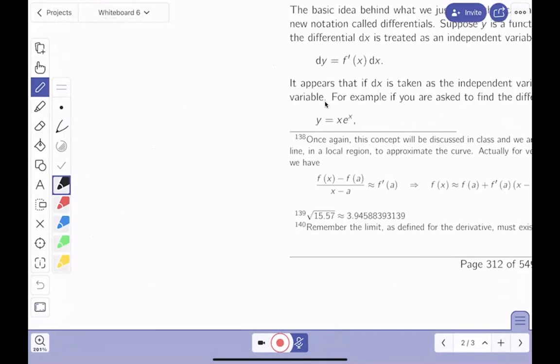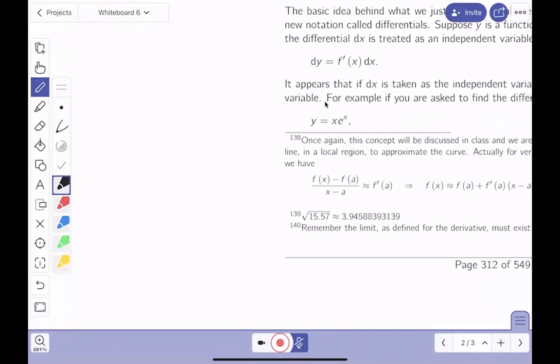This kind of reminds me of things we've done in the past. If you remember, dy/dx equals f prime. I think you remember me doing that, right? But now we have this new notation. We're saying dy, the differential dy, is equal to the derivative f prime of x dx. So let's take a look at an example.